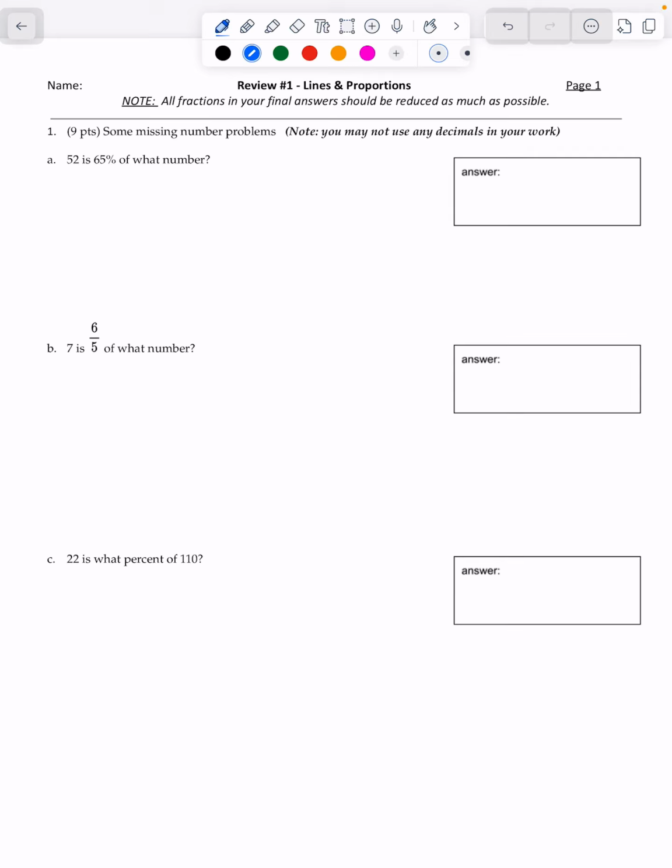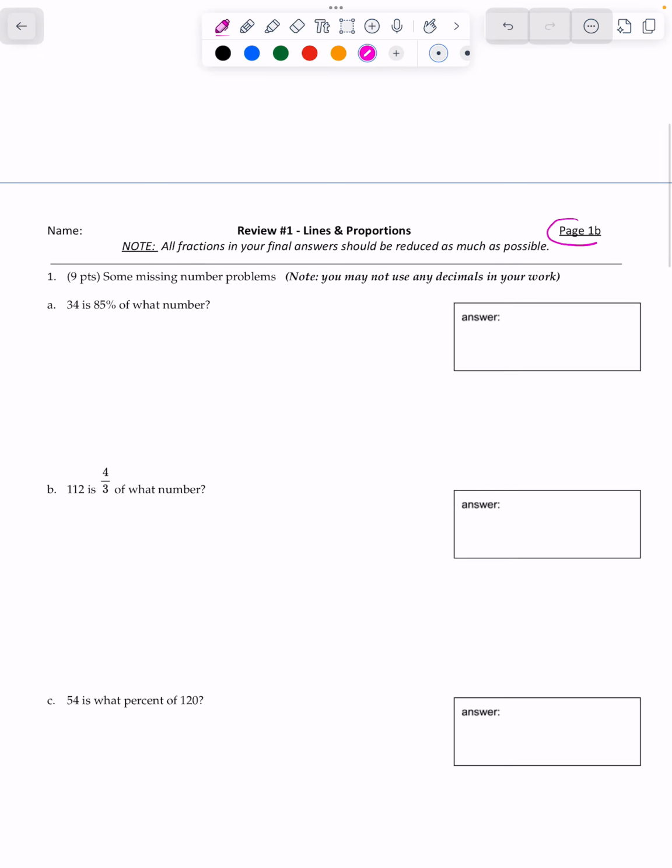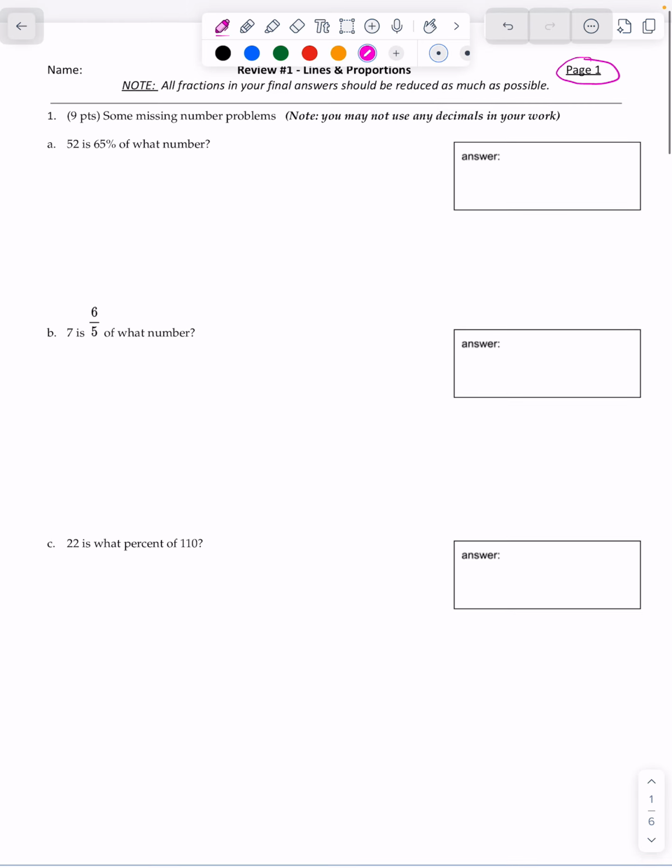Let's do corrections for this first review of ours. I will note some of you have a page that says page number and just a number, and for some of you, it will say 1B. So I'm going to do both sets of answers here. So skip ahead to whatever you need.